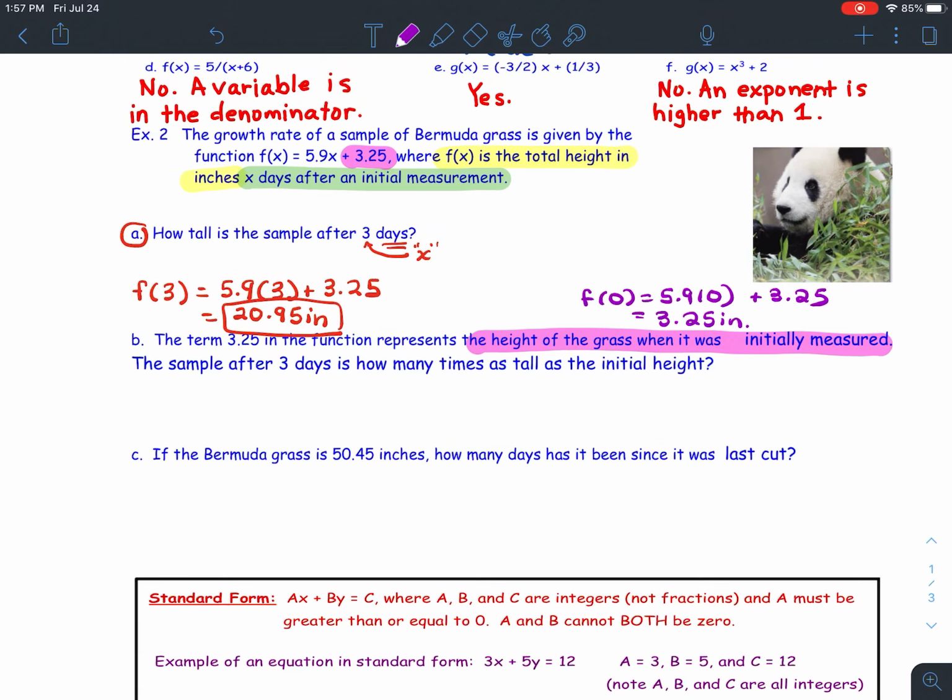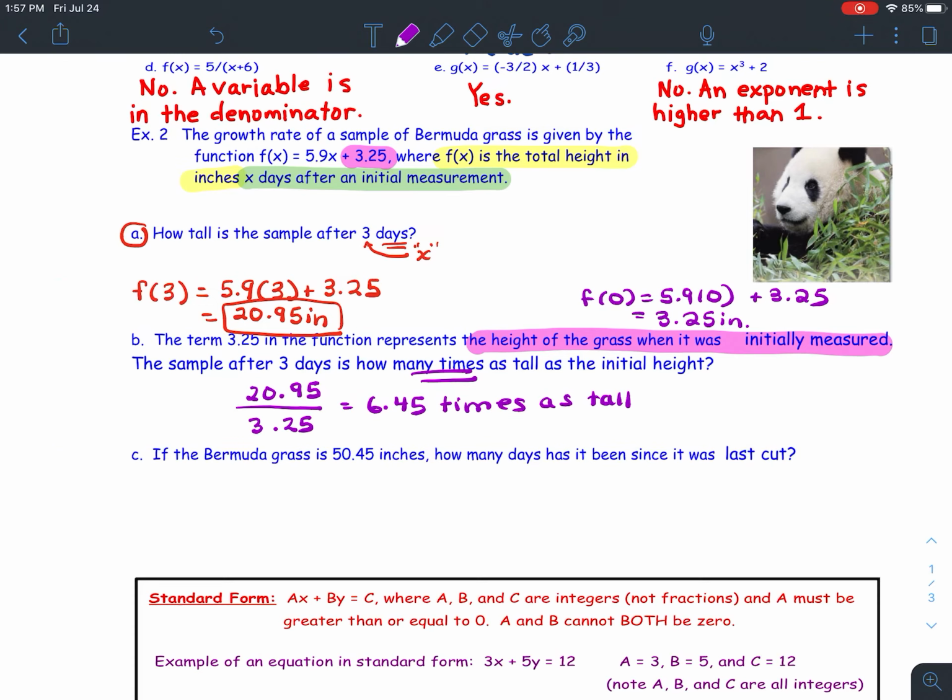Okay, so we want to know how many times, or excuse me, the sample after 3 days is how many times as tall as the initial height. So we're going to take what the height is after 3 days, and we want to figure out, well, how many times does the 3.25, the initial height, fit into that? And I've rounded here, it's approximately 6.45 times as tall. Okay, so that initial height was multiplied by 6.45.